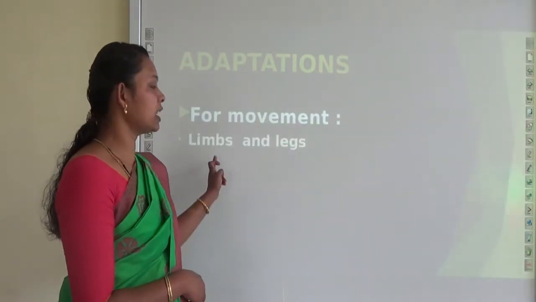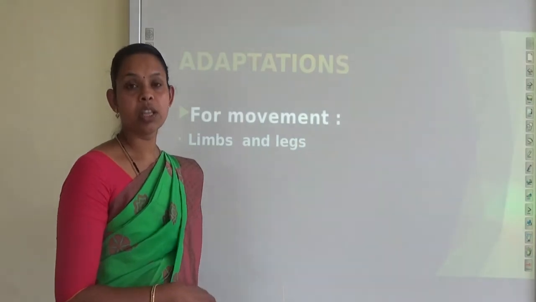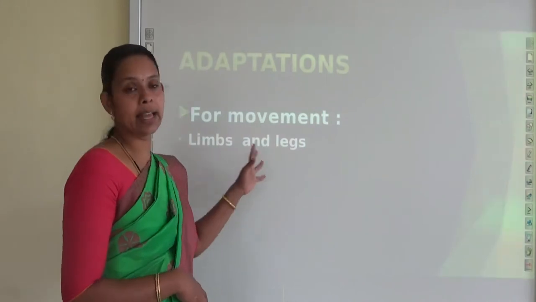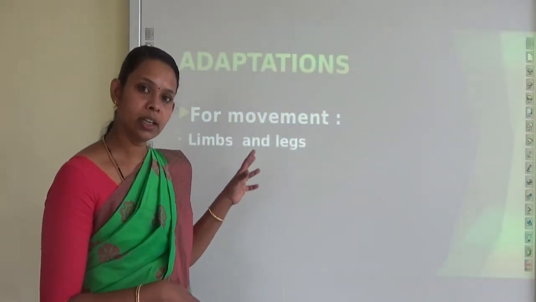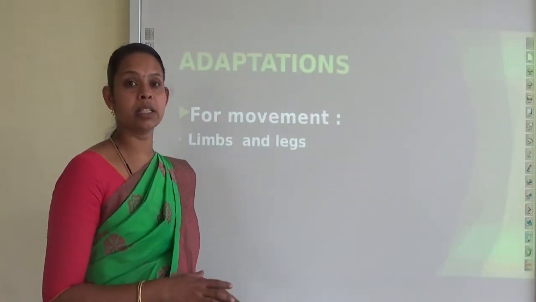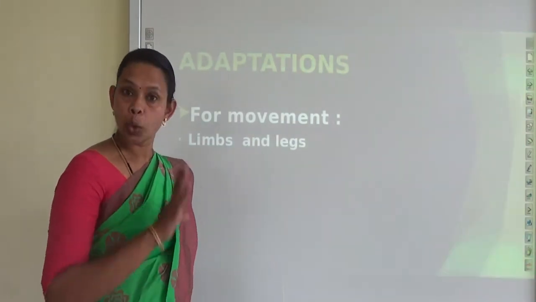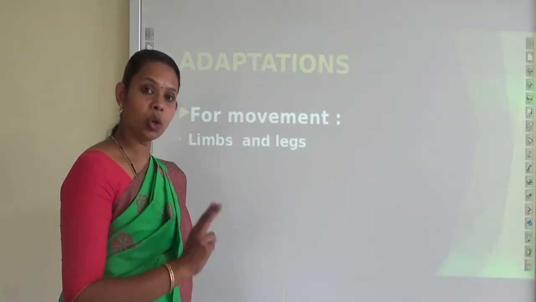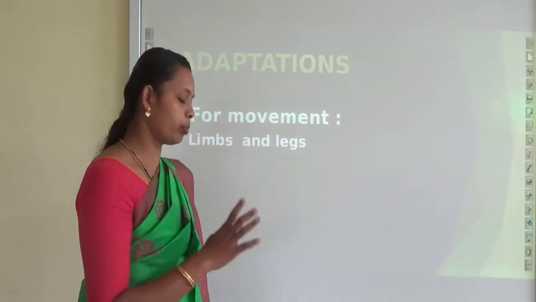For movement, first one is legs and limbs. The animals that are living on land have legs and limbs to walk on the ground or for movement. In the case of human beings, they have two pairs of limbs. The front limbs are modified into hands and the back limbs are modified into legs, which help them to hold things and for movement.